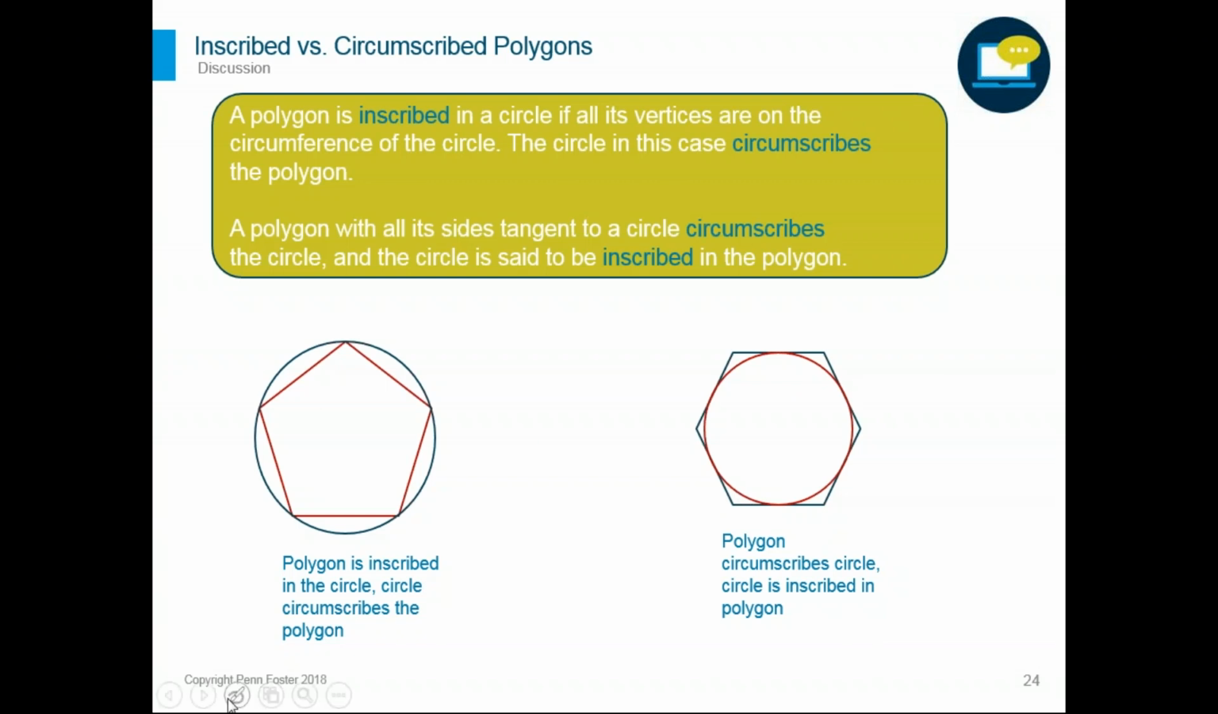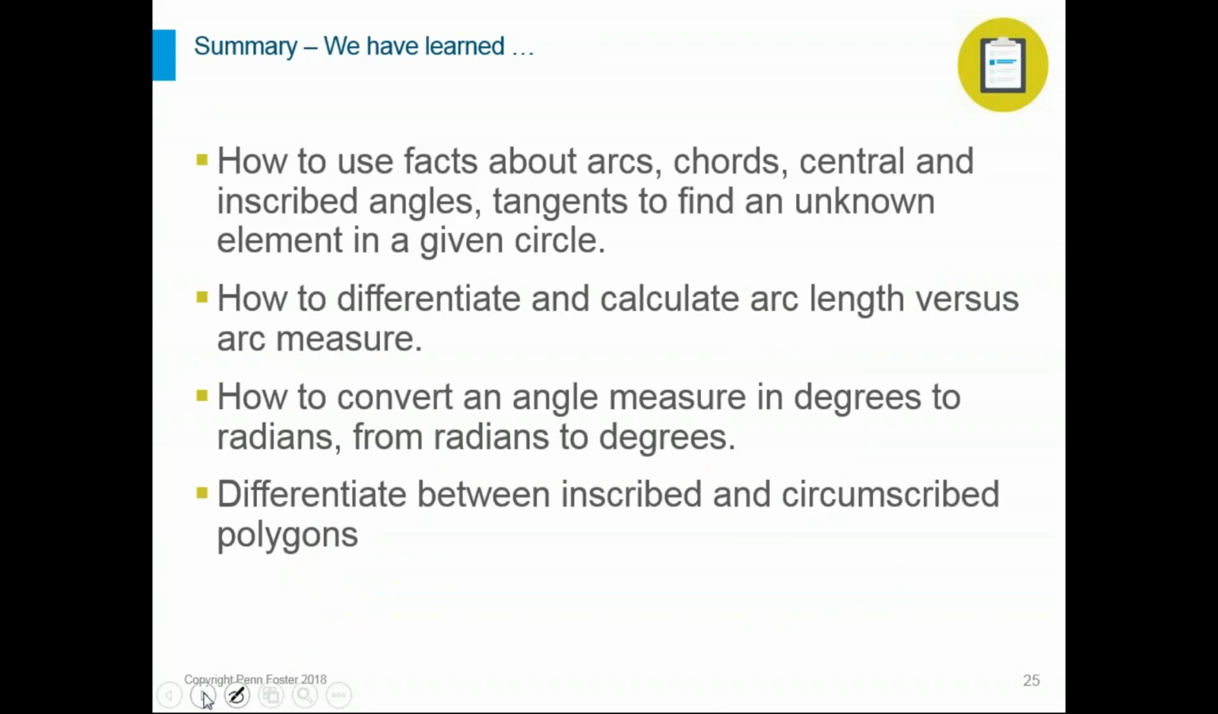That's it. So that was my last topic as far as math. We did go over lots of topics: tangents, inscribed angles, central angles, chords, facts about arcs, everything that I felt the exam showed we need to go over again. We did find the arc length versus arc measure. We did radians and degrees, and also we just saw the difference between inscribed and circumscribed polygons.